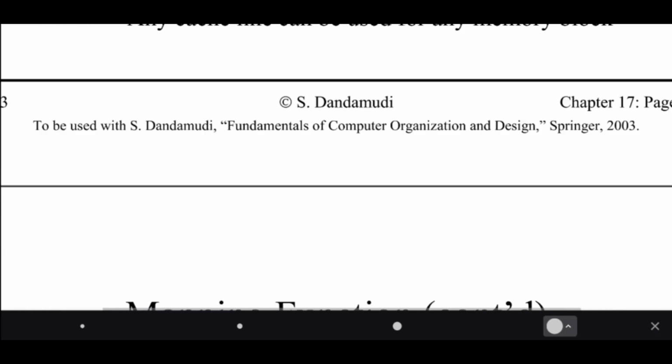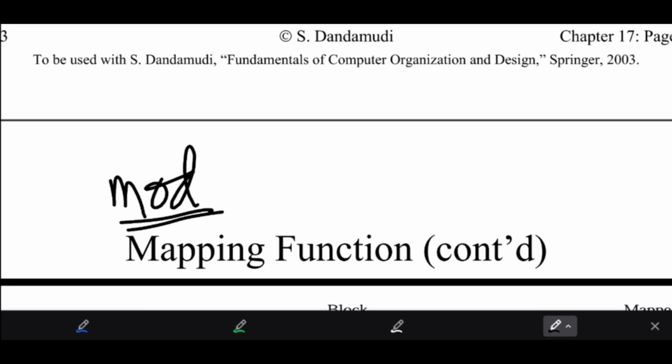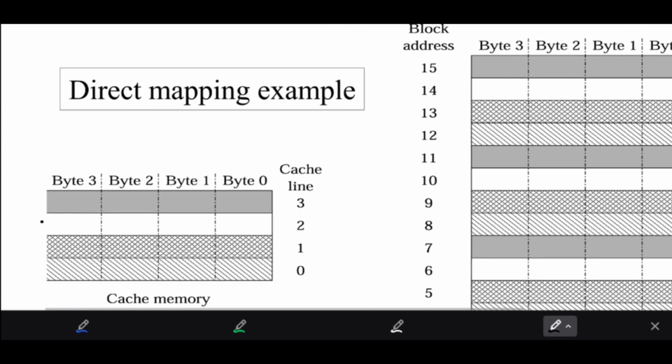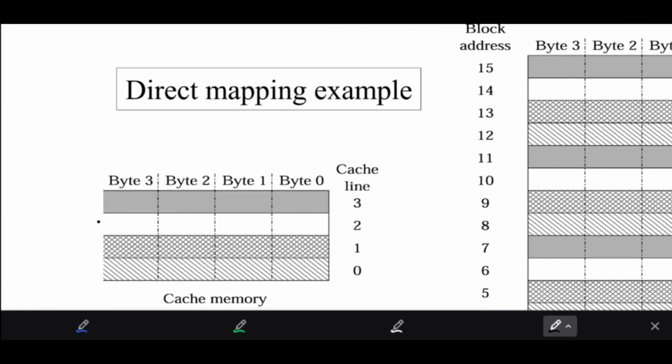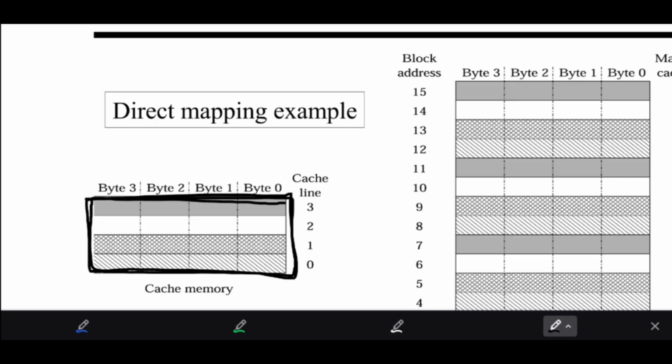Let's move on. Actually, how does it work? First we use a modulus function. Let's say we use mod 4 in direct mapping, because there are 4 lines. The modulus value depends upon the number of lines. If there are 4 lines, then we take the modulus with 4.